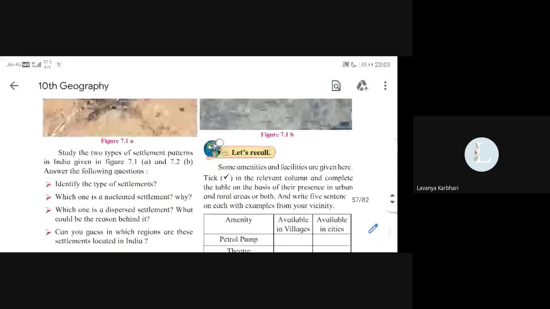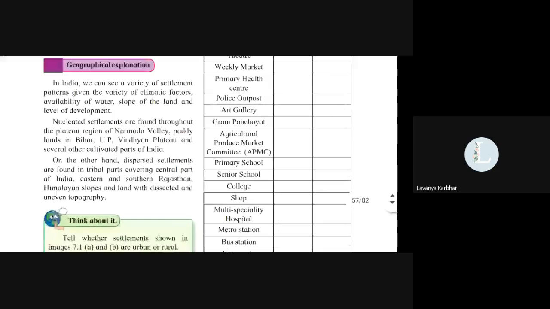Okay, just now we have seen the two photographs or two pictures. Let's see the explanation for that. In India, we can see a variety of settlement patterns given the variety of climatic factors, availability of the water, slope of the land, and level of development.